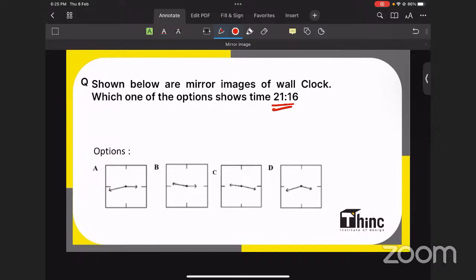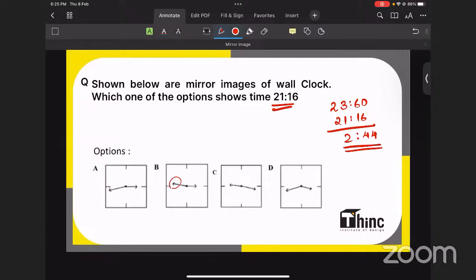So over here, 2116. What shortcut will we use? We use the constant minus real time. Constant 2360 because it is more than 11 o'clock. Time is 2116, so the result will be 244. Which clock is showing 244? That is the right answer.